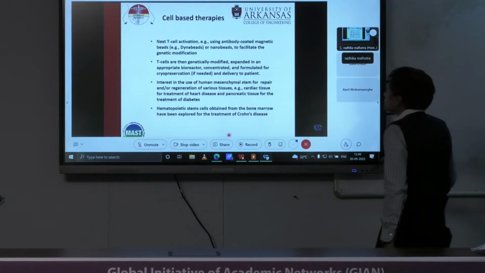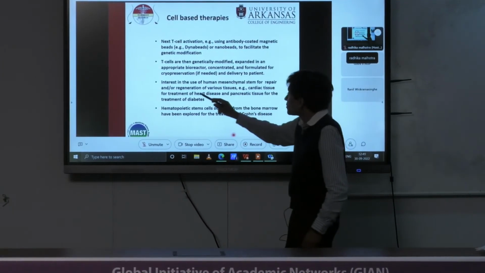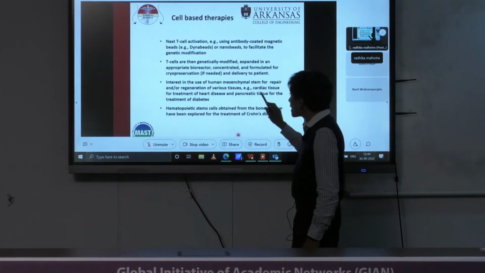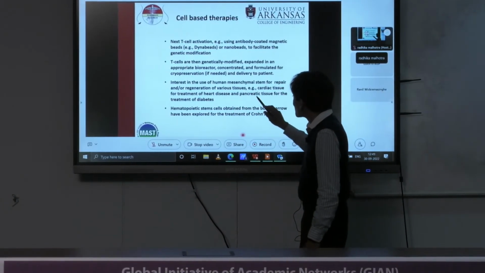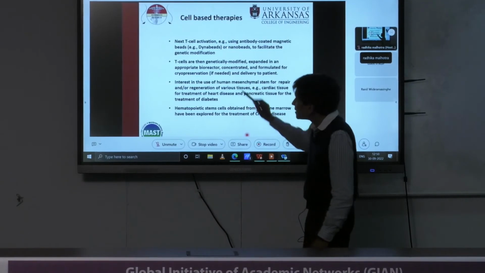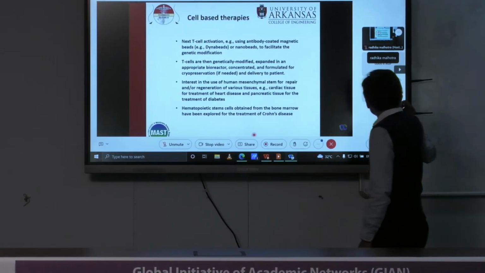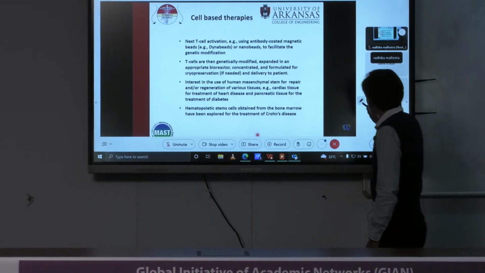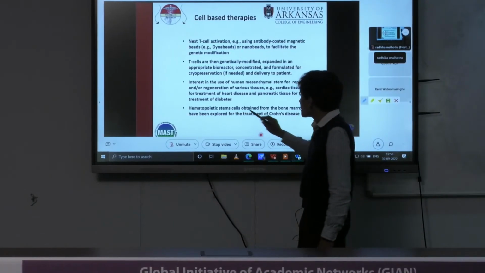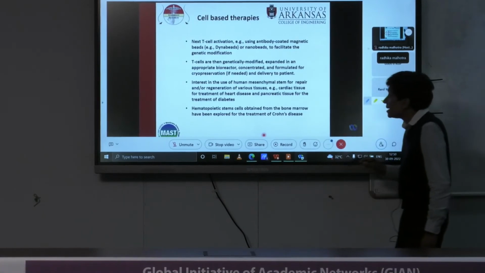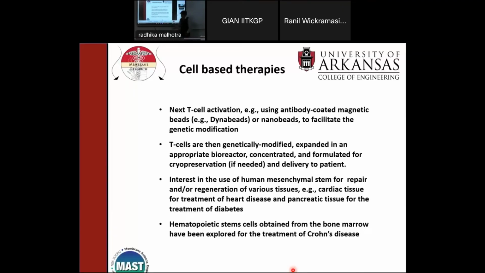Now, interestingly, there is use of human mesenchymal stem cells for repair and regeneration of various tissues: cardiac tissue for people with heart disease, pancreatic tissue for people with diabetes, another area of interest. And a third one is this one here, which I think I touched upon already: hematopoietic stem cells obtained from bone marrow have been explored for treatment of Crohn's disease and other things. Okay? So these are all taking human cells and trying to expand them. So it's cell-based therapies.